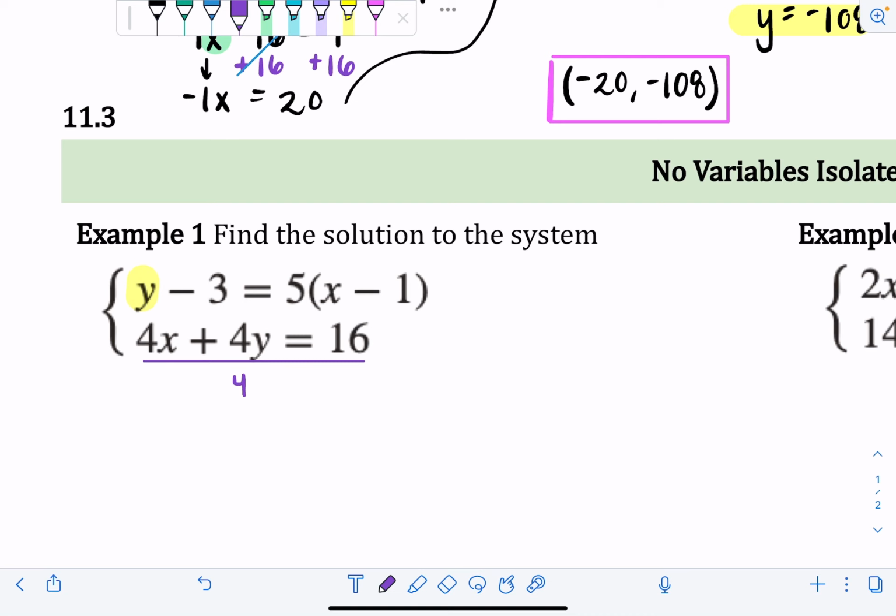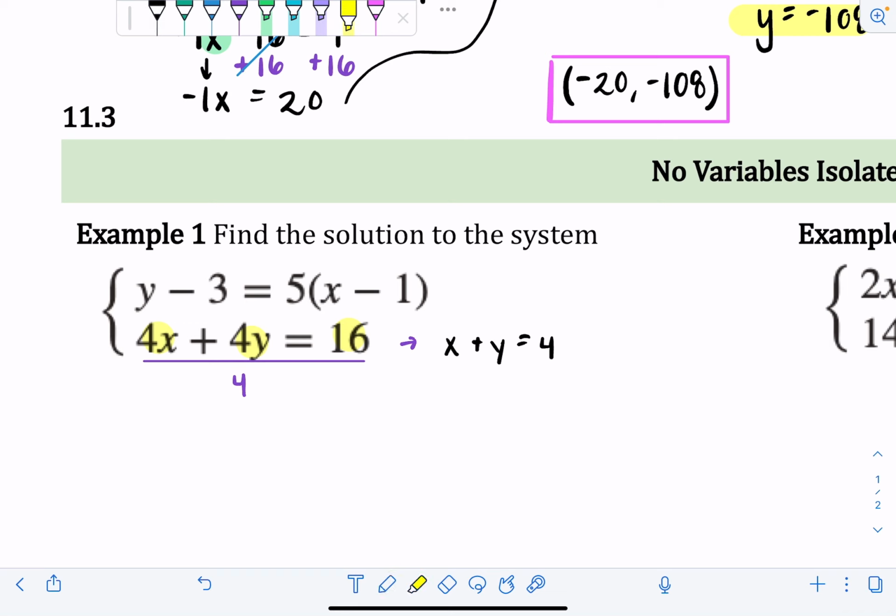So if I divide everything by 4, I just have to divide all 3 pieces. So I would do 4x divided by 4, which is x, 4y divided by 4, which is y, and then equals 16 divided by 4, which is 4. Okay, so doing that, as long as I divide every single piece, is not going to alter my final answer. It's okay.